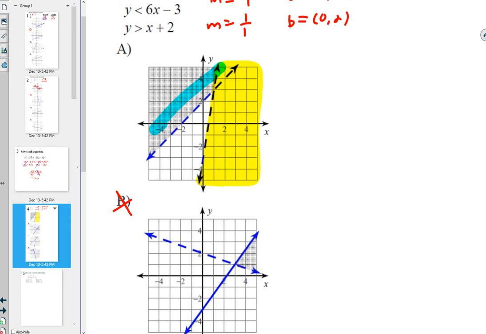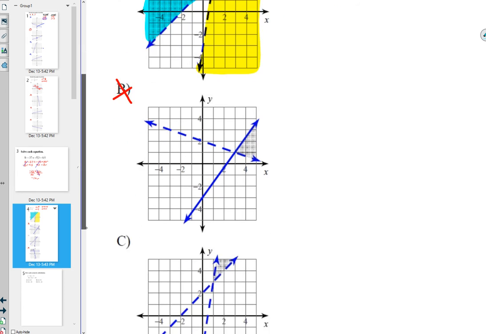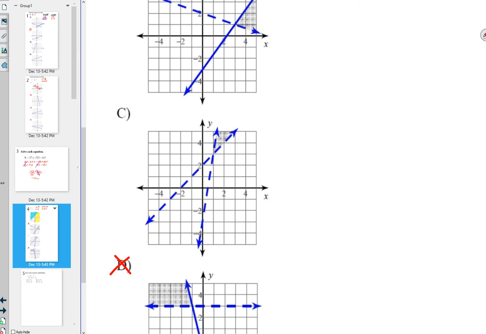So if I shade the sky, what ends up magically turning green? What ends up magically turning green? Yeah, the overlap, sure, but the overlap is just that little sliver on the top. So the answer then is not going to be A. It's going to be the one that had that little sliver shaded.